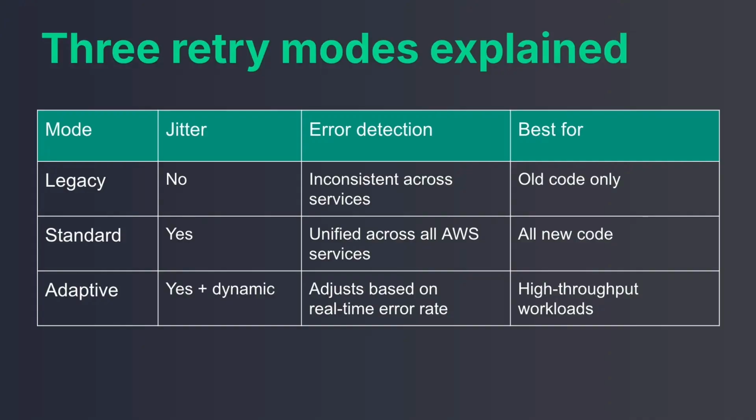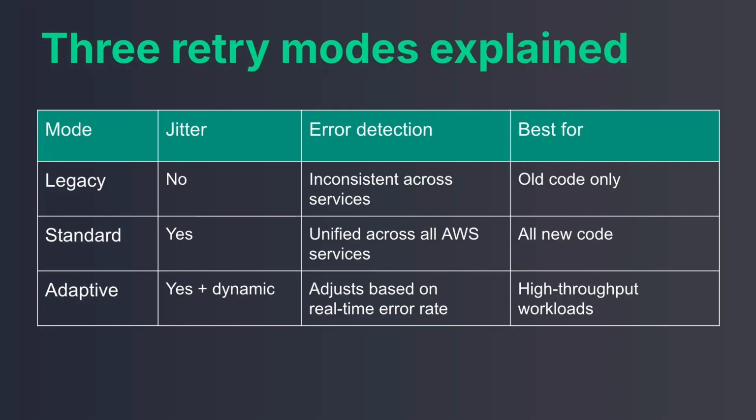And there's also adaptive mode, and it goes one step further. Instead of a fixed retry schedule, it tracks your actual success and failure rate in real time and adjusts how aggressively it retries based on what it's seeing. If your error rate is high, it backs off more. If things stabilize, it speeds up. It's designed for high throughput workloads where you want the SDK to be more intelligent, to self-tune rather than follow a fixed pattern. For most services, standard mode is enough, but if you're doing heavy DynamoDB or Kinesis work, adaptive mode is worth knowing about.